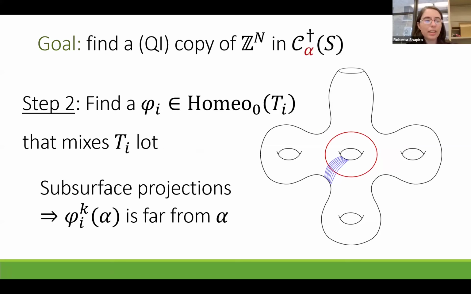And step two is finding a nice homeomorphism that mixes up each annulus. And so the goal is we want to use subsurface projections to show that if we apply this homeomorphism many, many times, somehow the image of the projection of alpha, or rather just the image of alpha, is far from alpha to begin with.